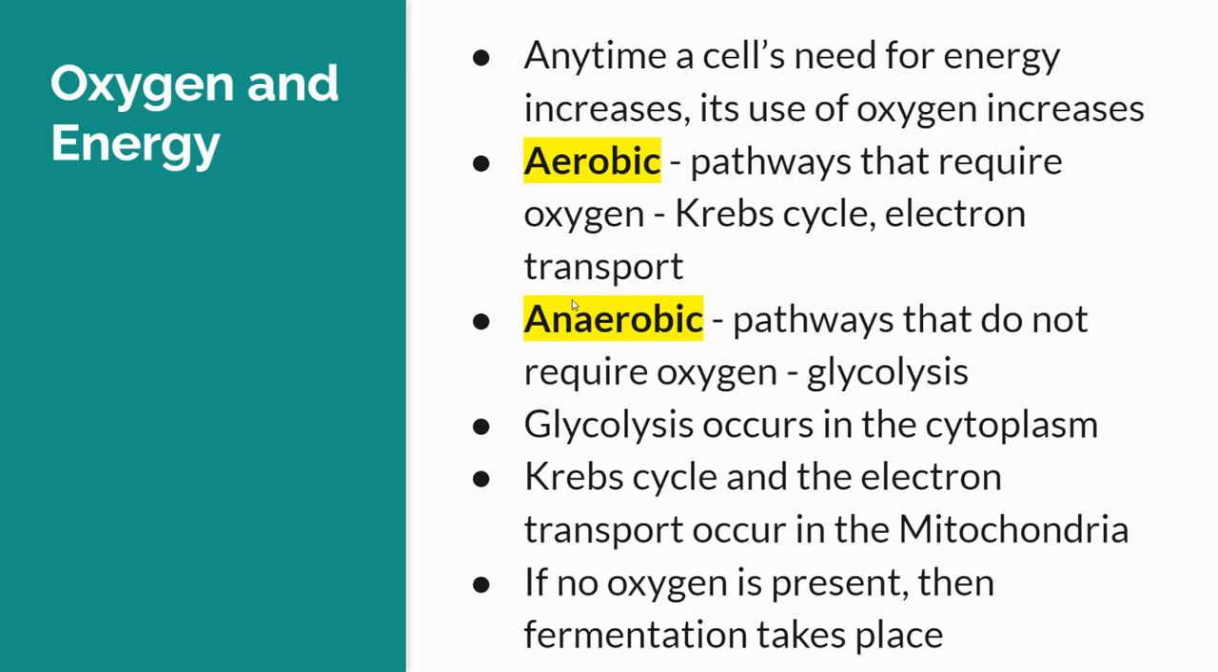So I told you that cellular respiration occurs in the mitochondria, but that's not the full truth. Krebs cycle and electron transport chain occur in the mitochondria, but glycolysis actually occurs in the cytoplasm. Just like photosynthesis, yes, it all takes place in the chloroplast, but there are two parts of the chloroplast, the thylakoids and the stroma. This takes place in the cytoplasm and then finishes off in the mitochondria.